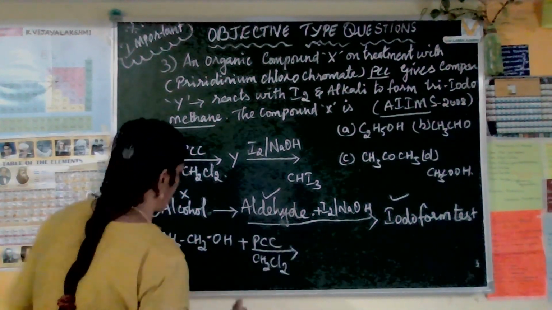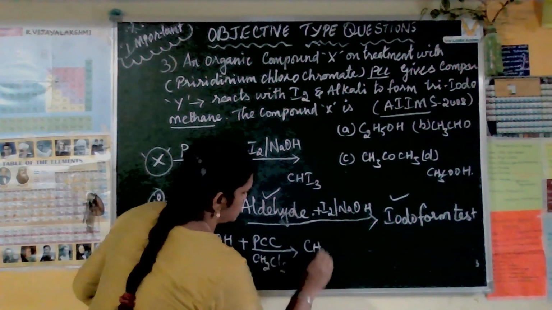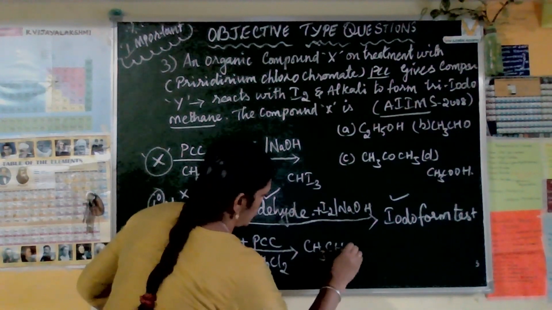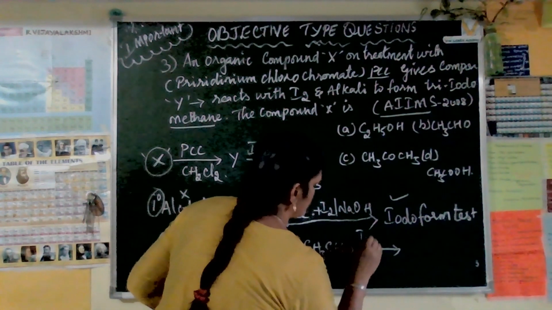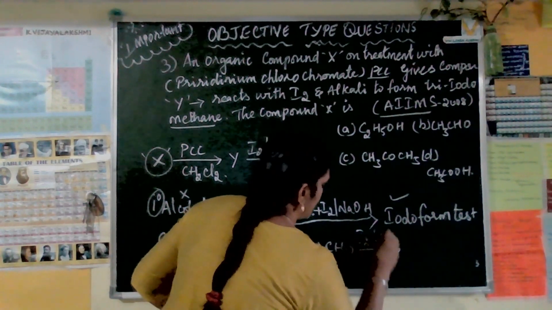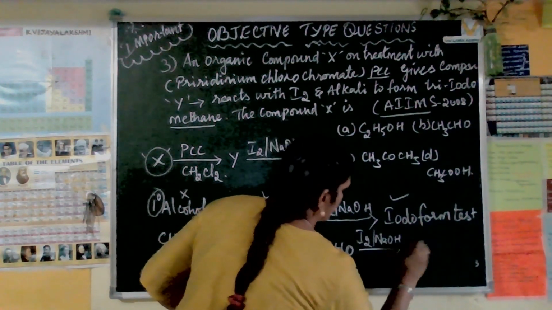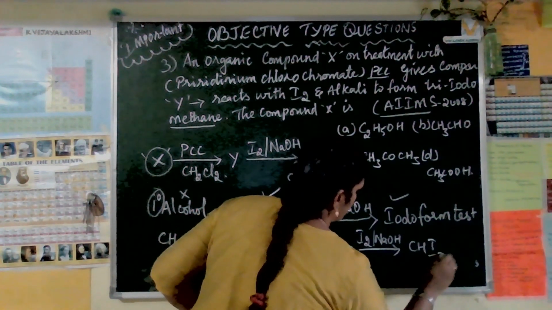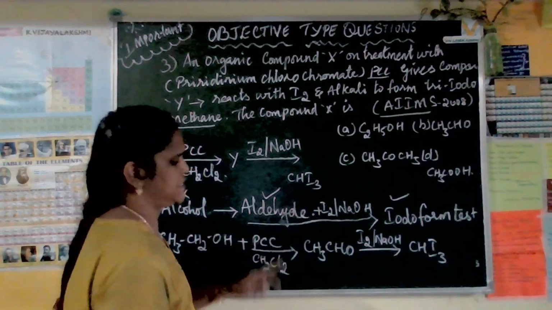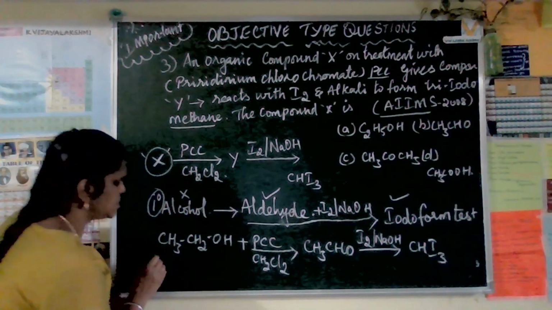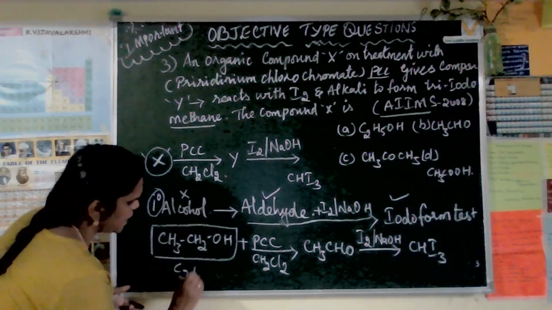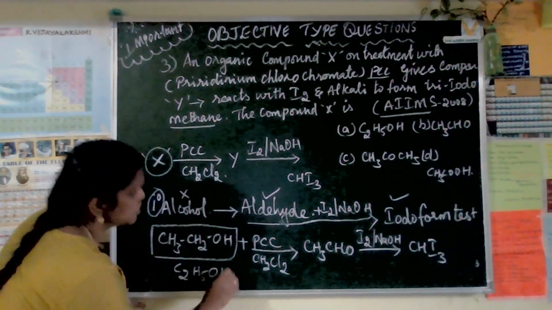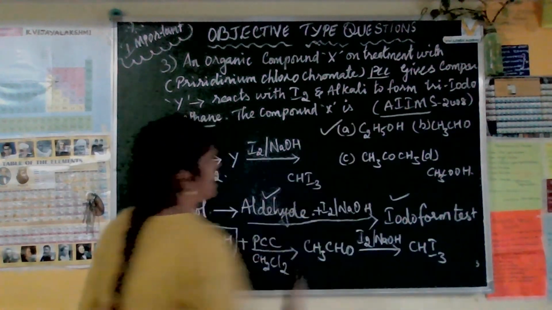oxidized with PCC in CH2Cl2, you are getting CH3CHO. Okay, this acetaldehyde undergoes reaction with I2 and NaOH. You are getting CHI3, that is the iodoform test. Hope you understand that CH3CH2OH is nothing but C2H5OH. So option A is correct.